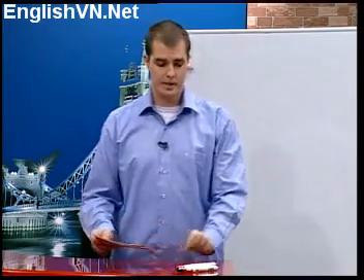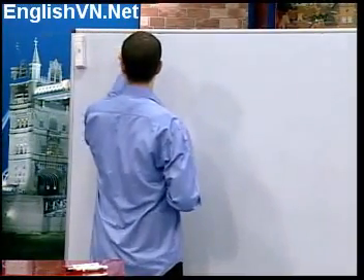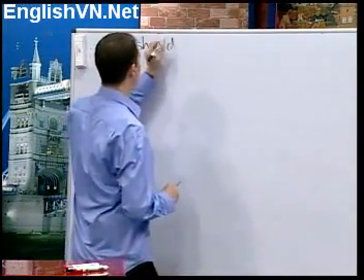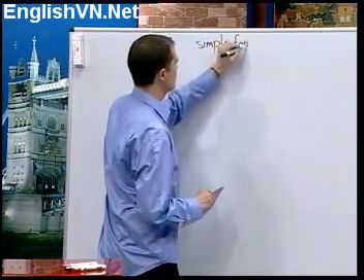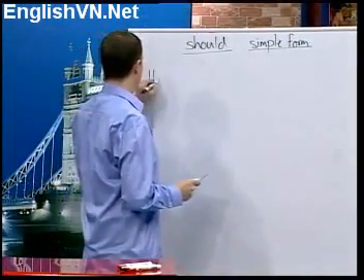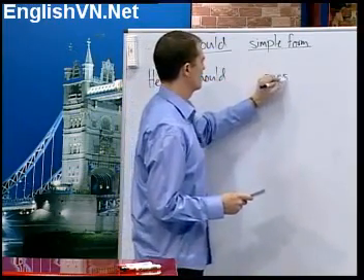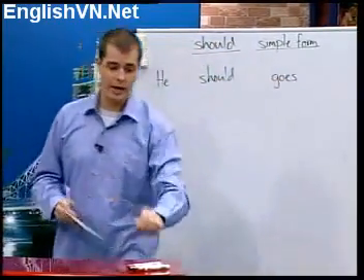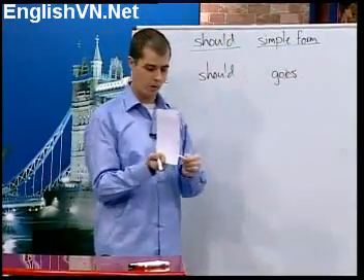Should means this is a good idea or this is good advice. Should is followed by the simple form of the verb, the same as can. We have should and simple form, just like can. Okay, so if we say he should goes, this is incorrect because it's not the simple form. He should, simple form, he should go.